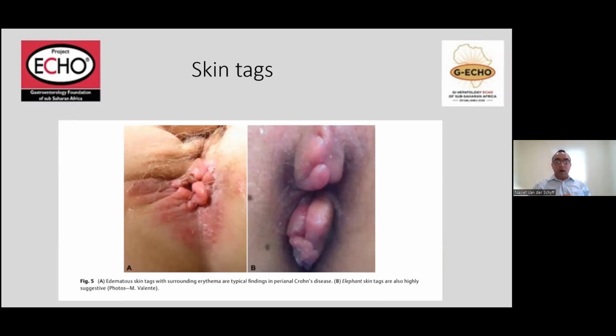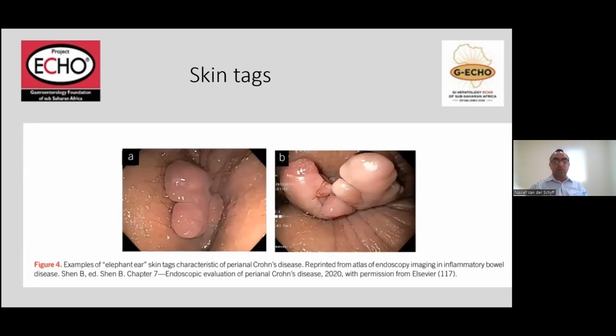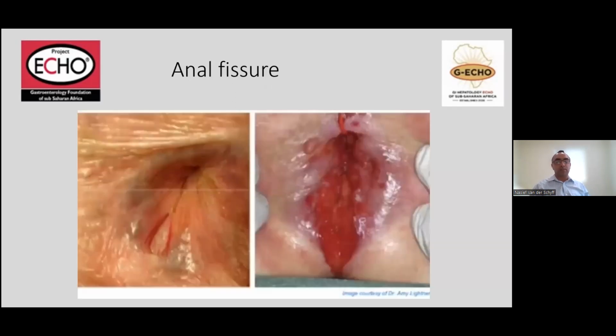And whilst the skin tags can be small, we typically also see these very big skin tags that are termed elephant ear skin tags. And here we can see this picture from UpToDate, also showing this typical elephant ear appearance of the skin tags. So while skin tags are very common in the general population, and increased in Crohn's, we get pretty much this exaggerated form of skin tags seen in patients with perianal Crohn's disease.